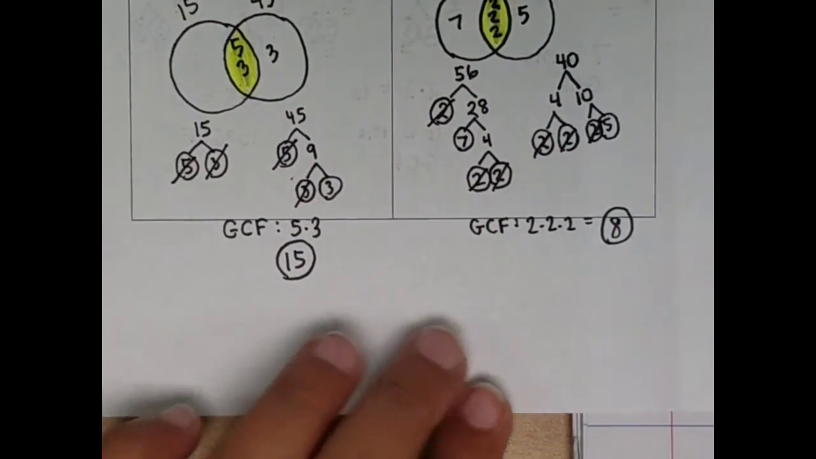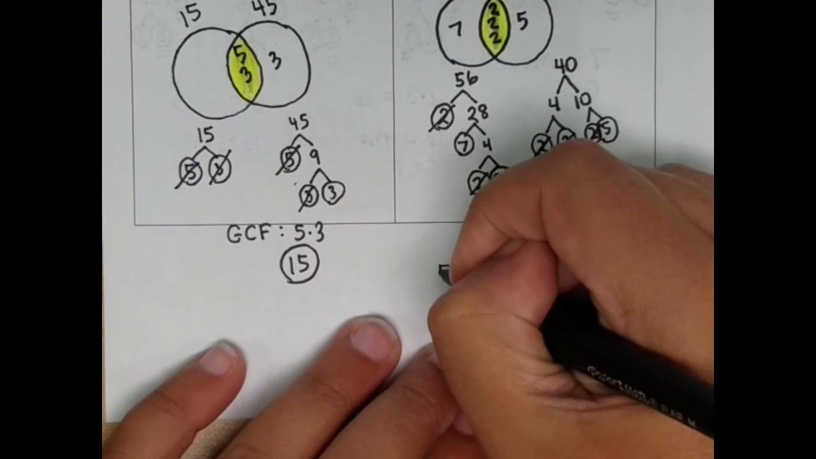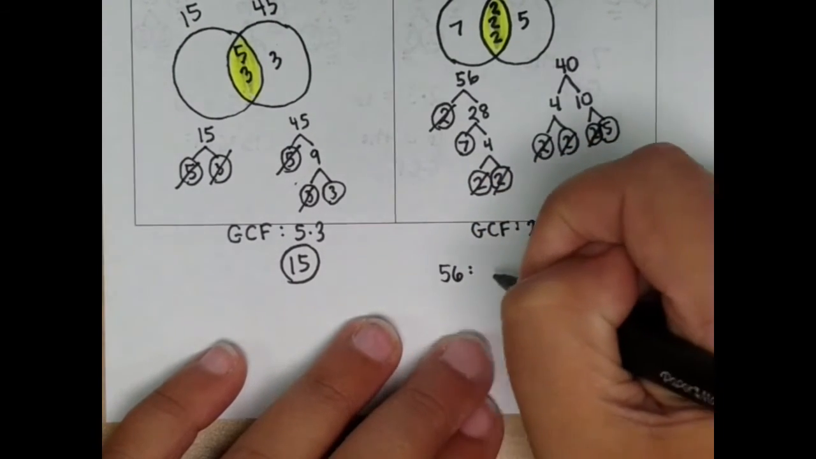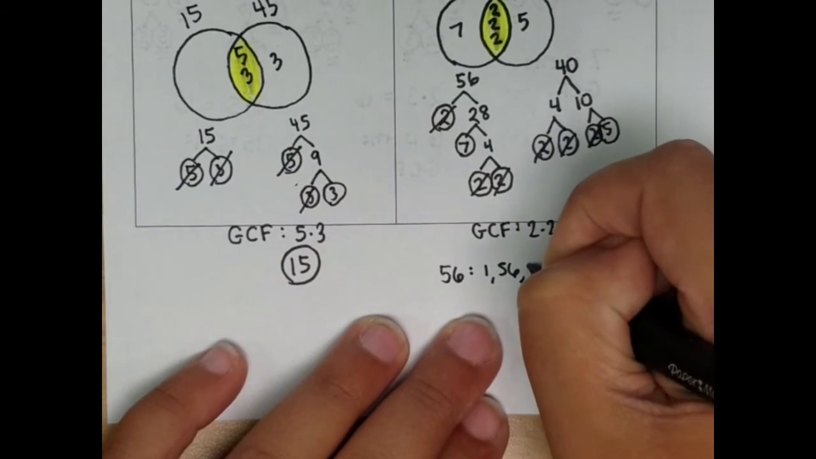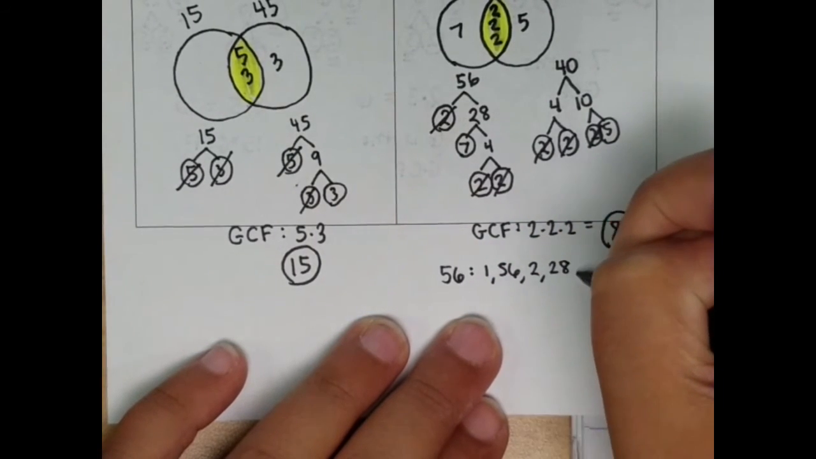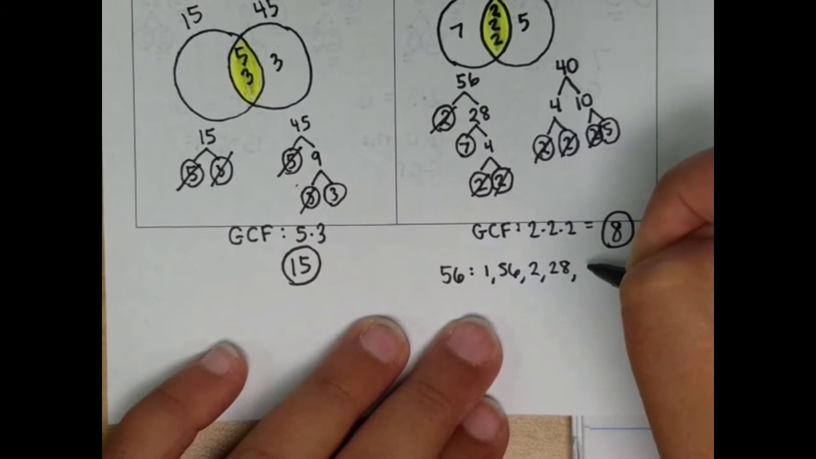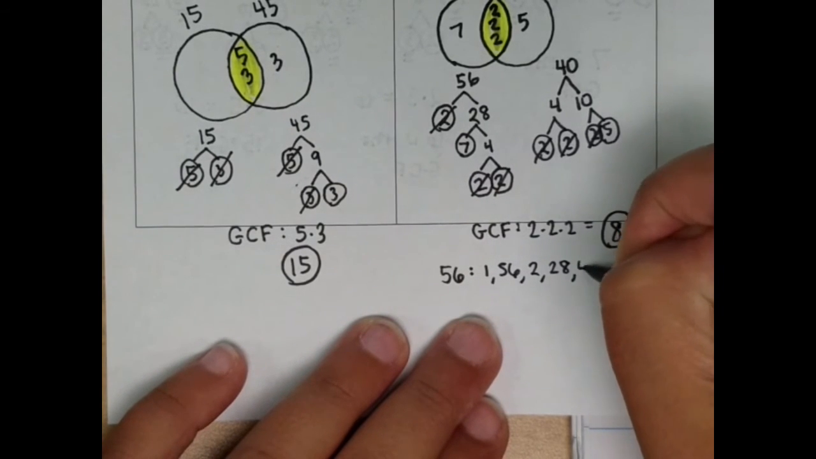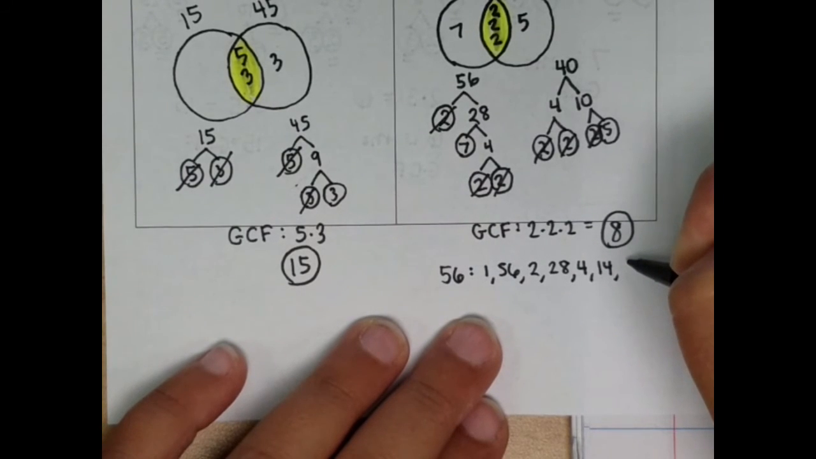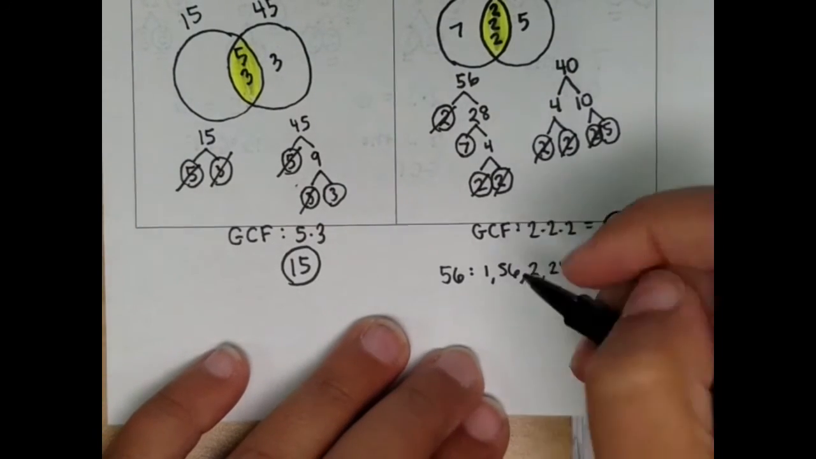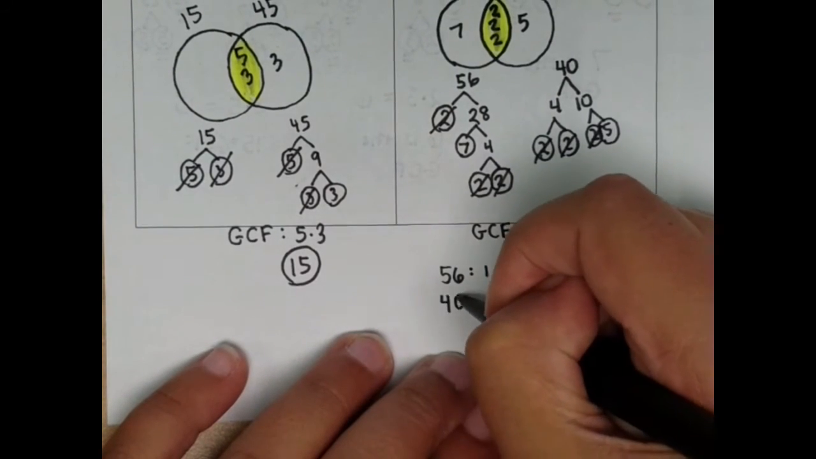Here's a third way to do it. If you just do 56, if you list all of its factor pairs, so 1 and 56, 2 and 28, 4 and 14, 5, 6 can't go into it, 7 and 8, and then you list the factors of 40.